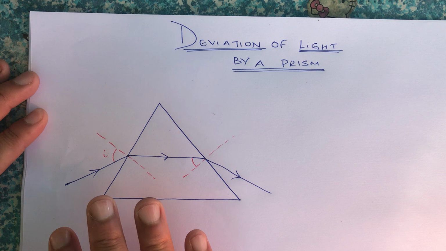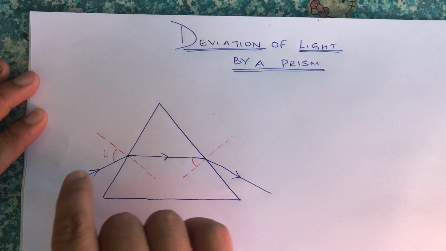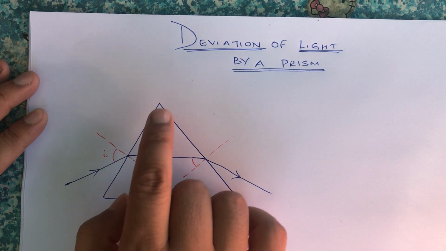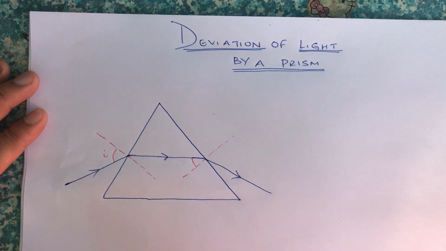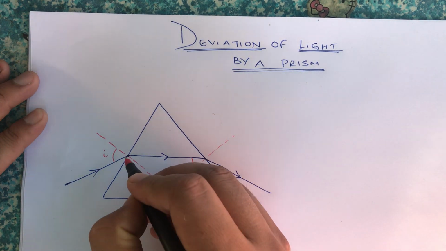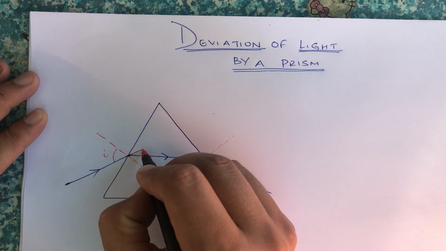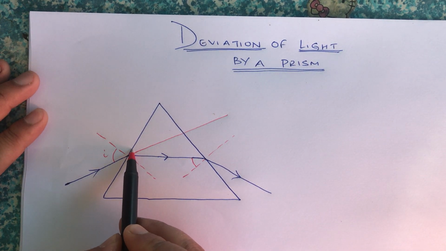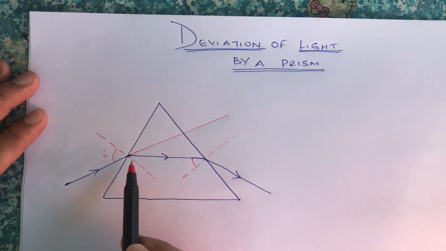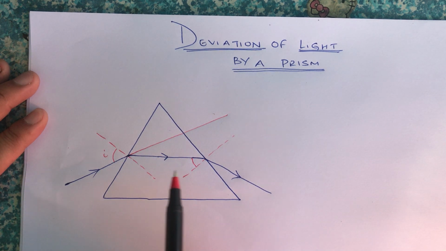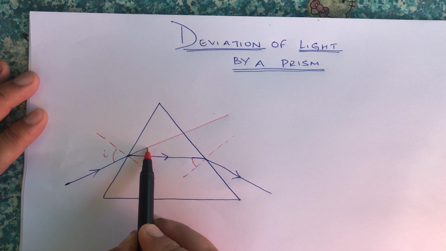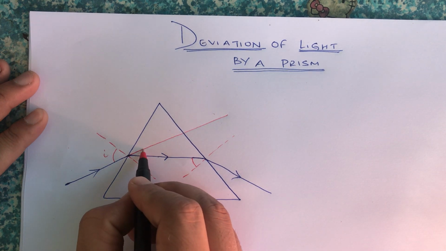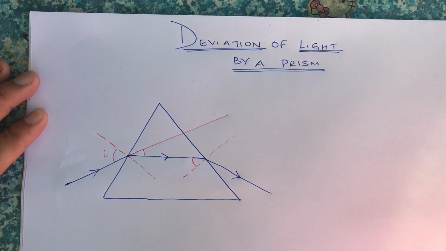Now if the incident ray of light did not strike the prism, meaning if the prism was not there, this ray of light would have continued to go in this direction. But because it has struck the first surface and the second surface, it has got bent, or indirectly deviated, at two different positions. It is supposed to go straight, but it came this way, so it has got bent here. So these are the two places where it has got bent.